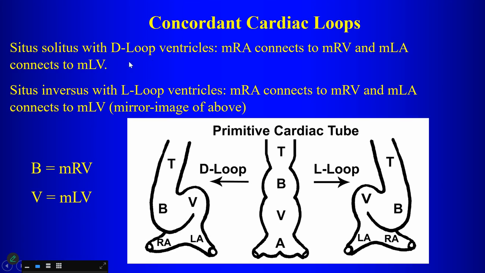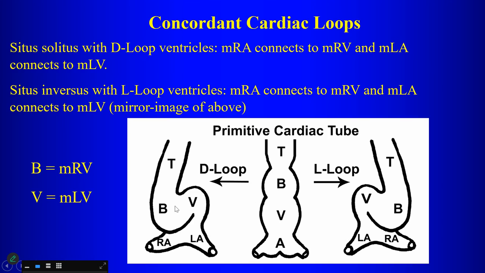All right. So what are concordant cardiac loops? If we have situs solitus with D-loop ventricles, then the morphologic right atrium connects to the morphologic right ventricle, and the morphologic left atrium connects to the morphologic left ventricle. This is what happens in just about everybody. This is normal. This is what we're used to looking at. So we have situs solitus. What does that mean? The morphologic right atrium is on the right.